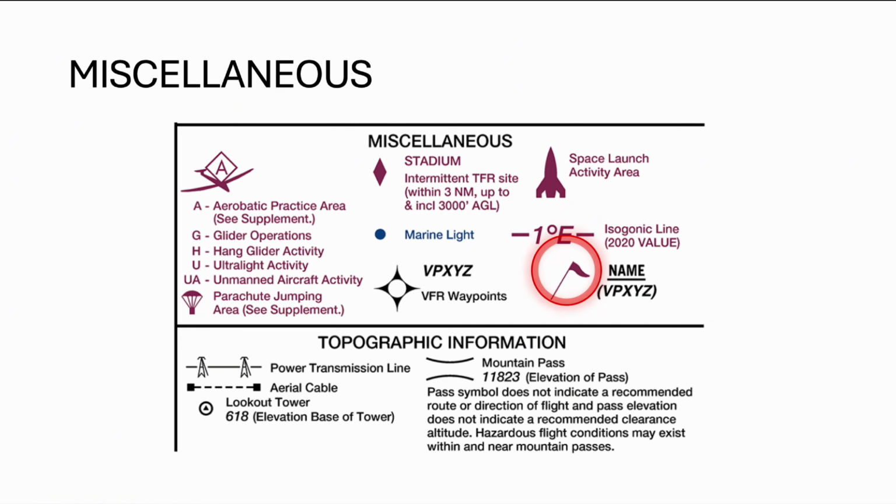A really important one would be these VFR checkpoints. It'll be a magenta flag. It'll have the name of that checkpoint or waypoint, followed by the visual point code that you could put into a GPS in order to identify it using GPS. Typically, these will be identified using landmarks, but it could also be an airport. So if you notice that an airport has a red flag and the name of that airport is underlined, that means that it's co-located with a VFR checkpoint.